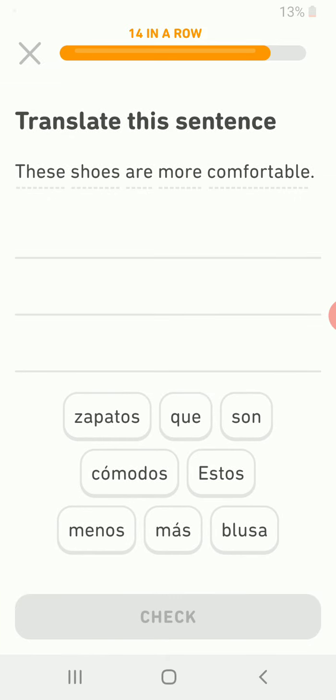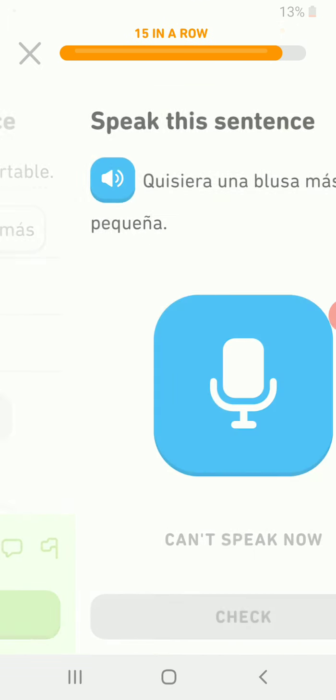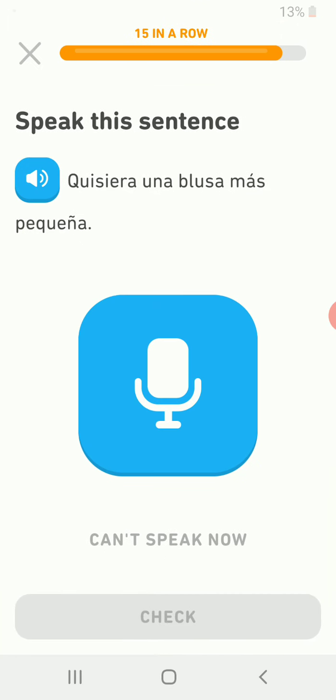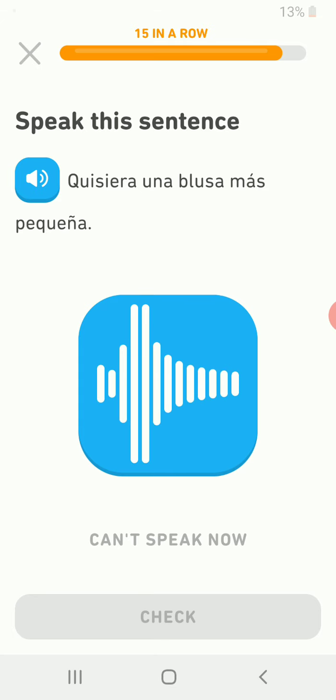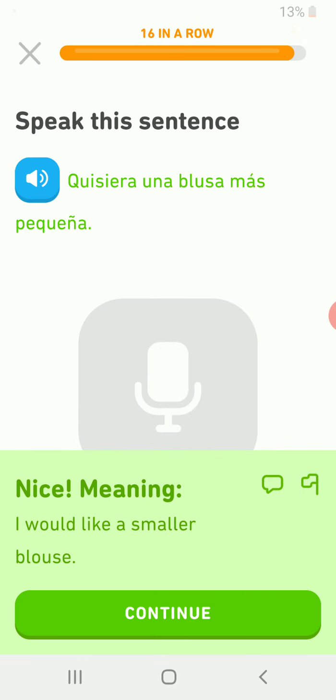These shoes are more comfortable. Estos zapatos son más cómodos. Quisiera una blusa más pequeña. So, I would like, it's a polite way to ask for things. Quisiera.